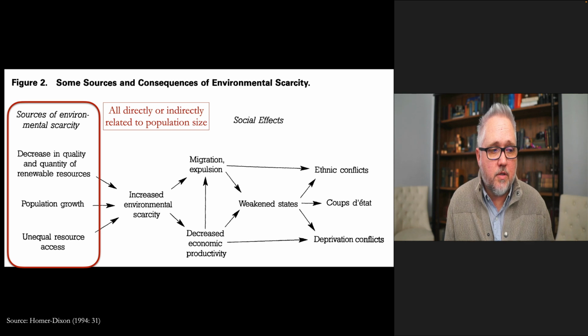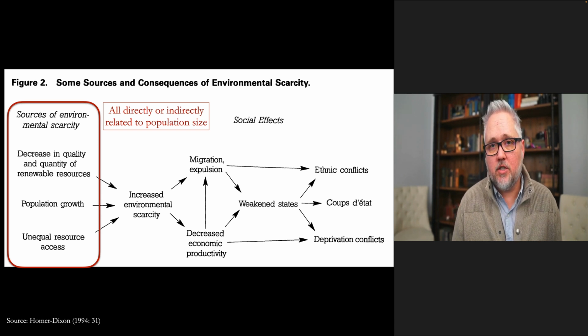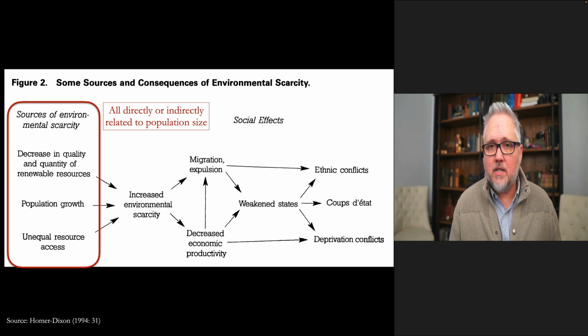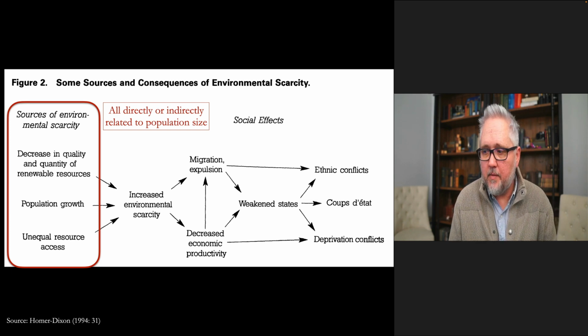Population growth also as a source of environmental scarcity. You can make an arrow between those top two. And unequal resource access, right? Connecting to the analogy of the pie back in week 2, or maybe it was last week, the distribution could be unequal. Some people might have a disproportionate amount of the resources, which could lead to scarcity. And we're going to keep coming back to this.